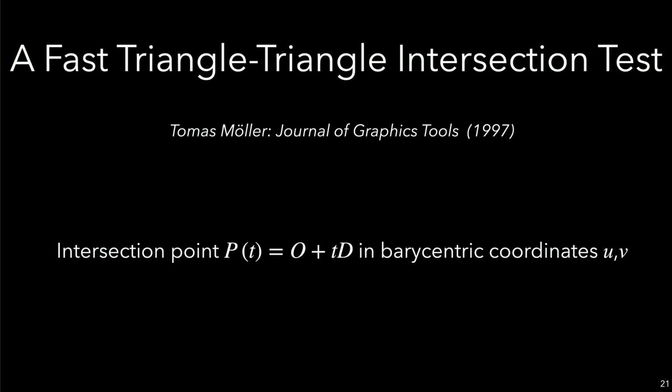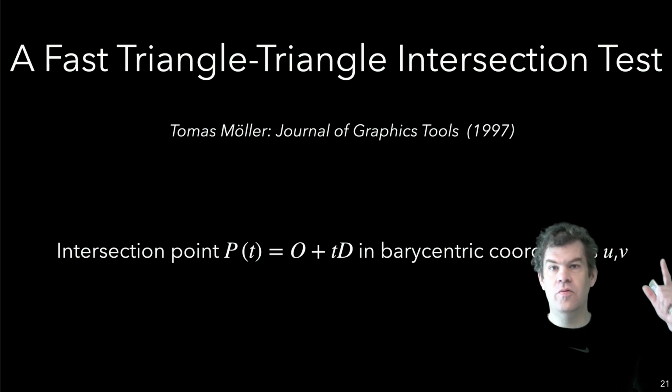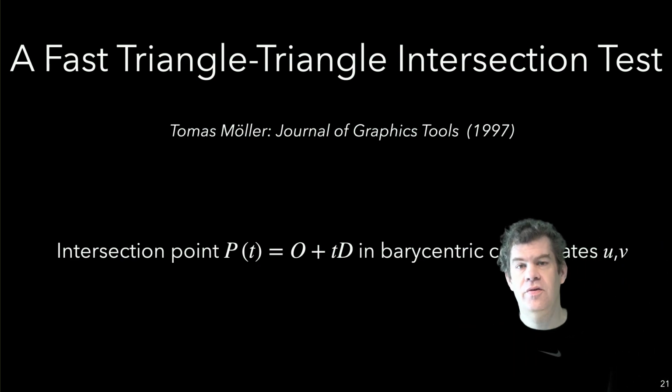So, what we want to do is, we've got an intersection at some point with a ray, and it's the origin plus a direction times the parameter t, and you want to figure out the intersection point in barycentric coordinates. You want to find the u, v, and, well, you get the w for free.